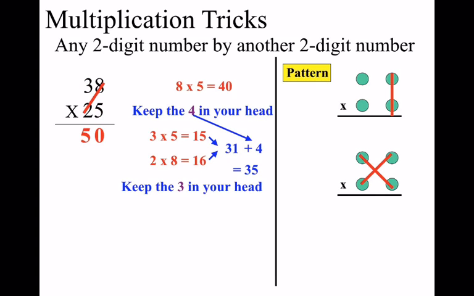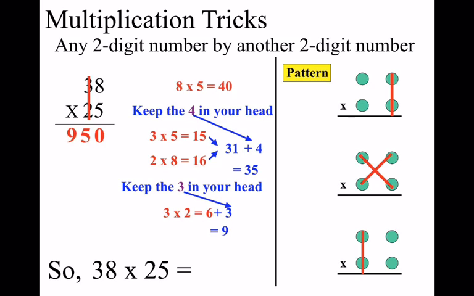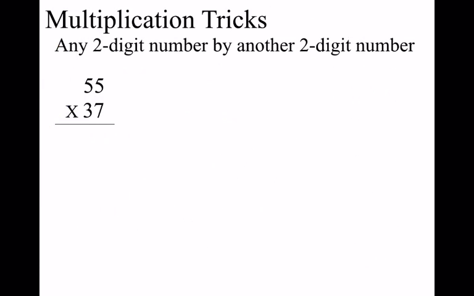And the last step in the pattern is to, of course, multiply the 3 and the 2, and we probably could have figured that out without too much thinking. Well, 3 times 2 is 6, but I also have that 3 that I had either on my left hand or in my head that I have to add on to that, and that's 9. And so 38 times 25 is 950. And this works for all 2-digit by 2-digit multiplication problems. Okay? I would like everybody to try this one.